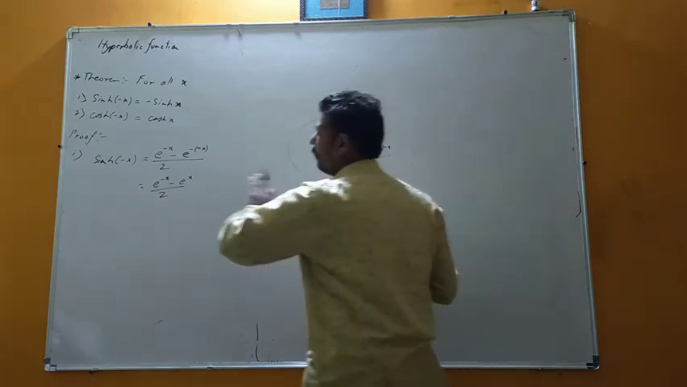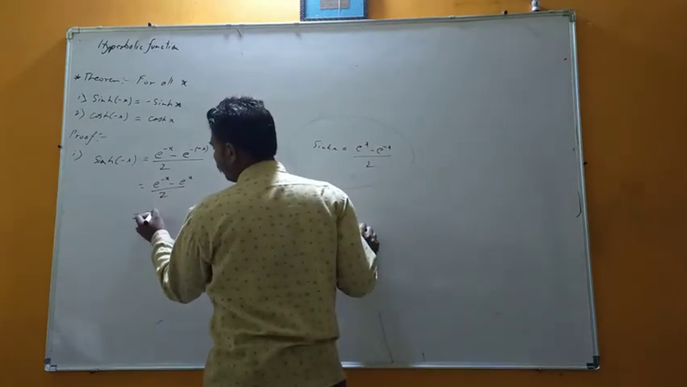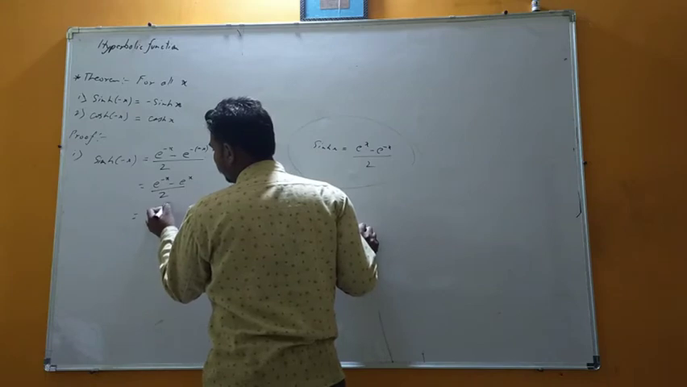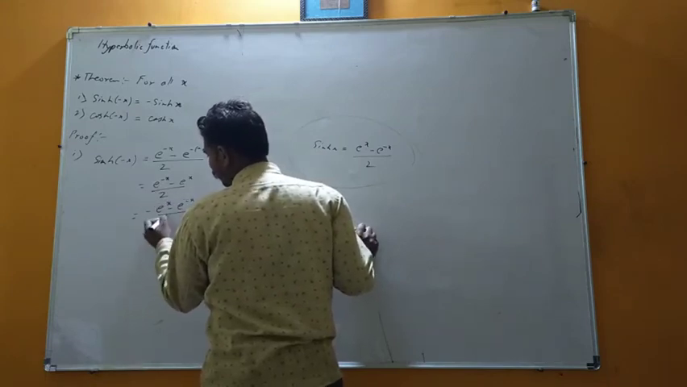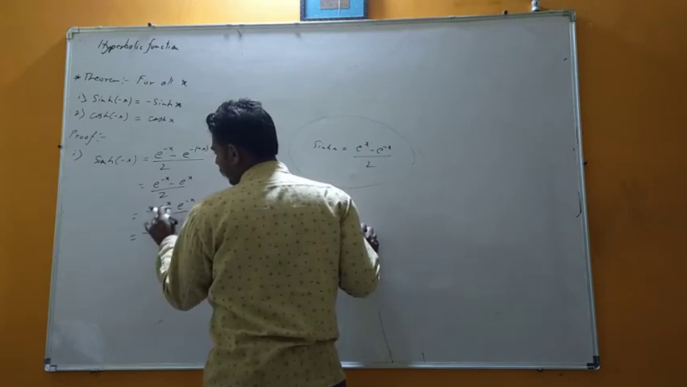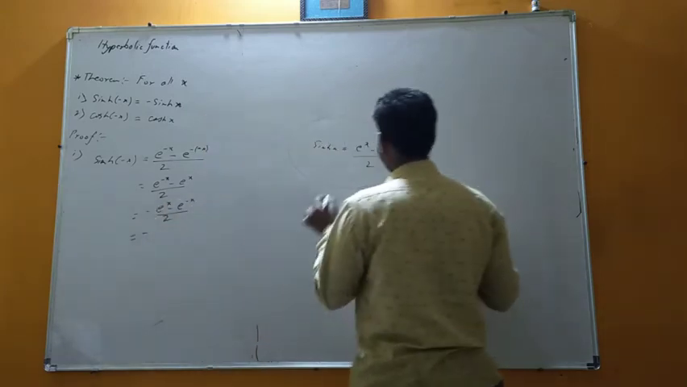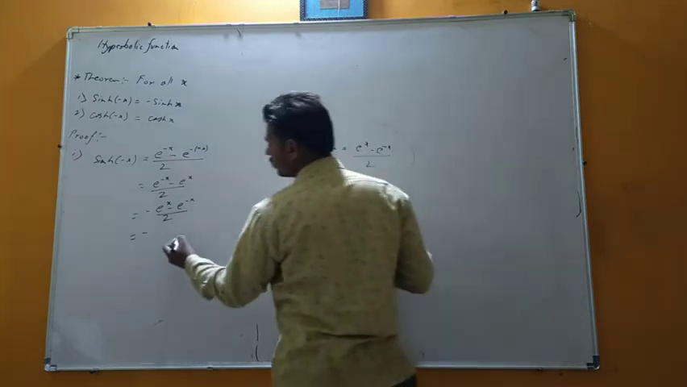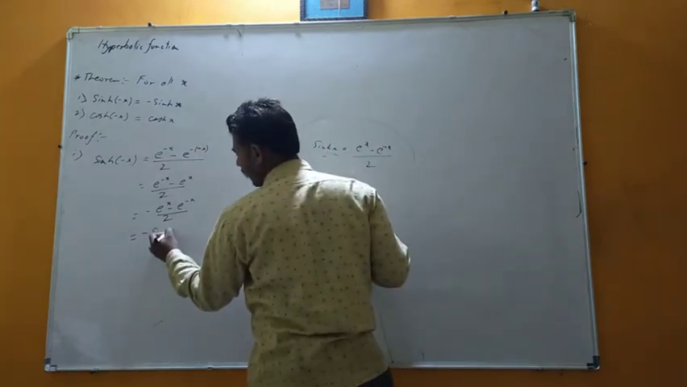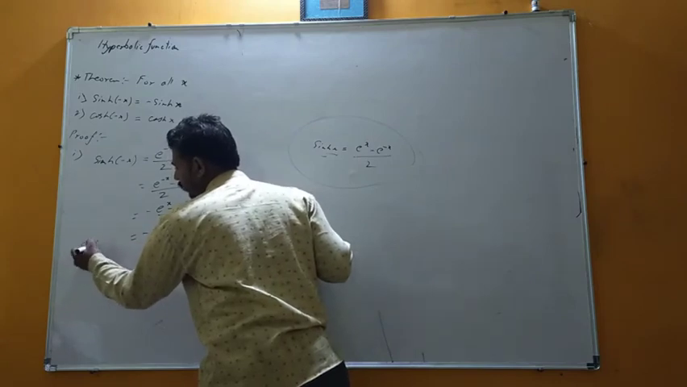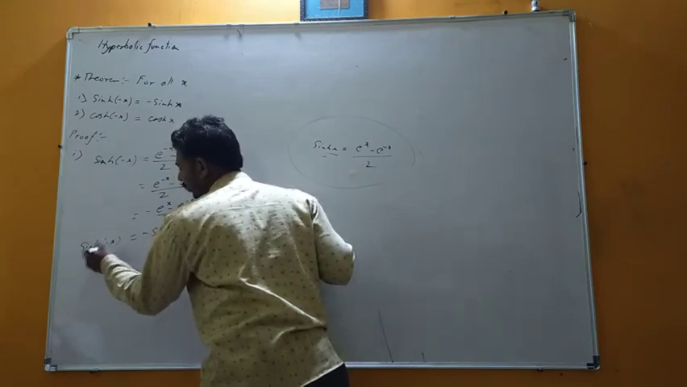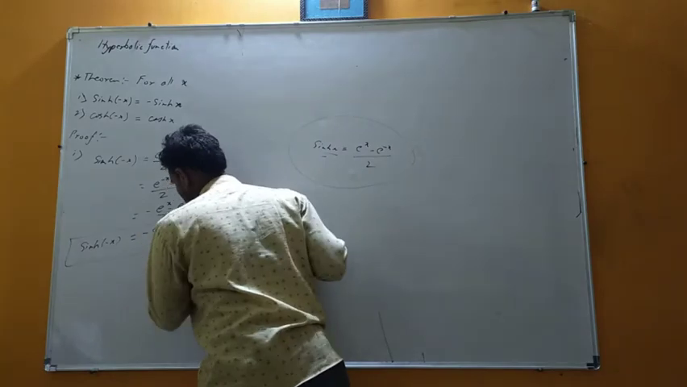So we will take minus common. Minus common we have to take, so this becomes e raised to x minus e raised to minus x upon 2, which is nothing but minus of this, and this is the hyperbolic sine. So this is minus hyperbolic sine of x, which implies that the hyperbolic sine of negative of x is nothing but this. Okay.